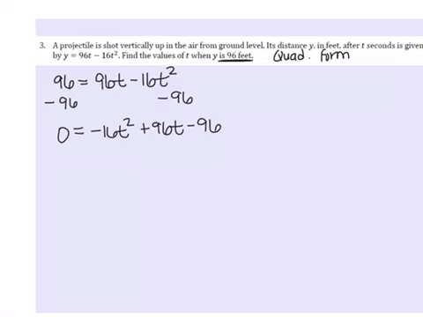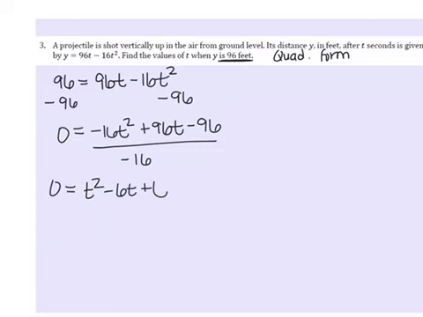Now we're just going to go through our steps of trying to solve this. So is there a GCF? In this situation there is. I can take a 16 out. And because my a is negative, I always want that a to be positive, so I'm going to take a negative 16 out. So I'm going to get 0 equals t squared minus 6t plus 6.